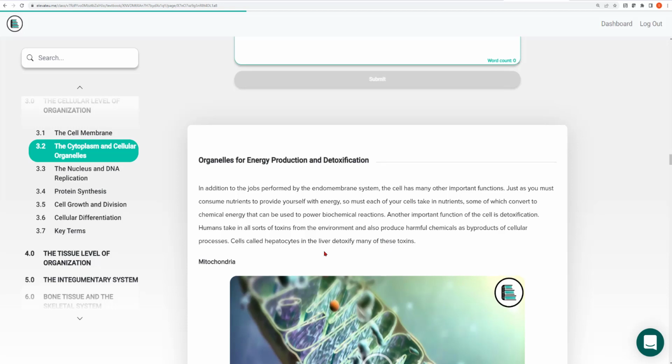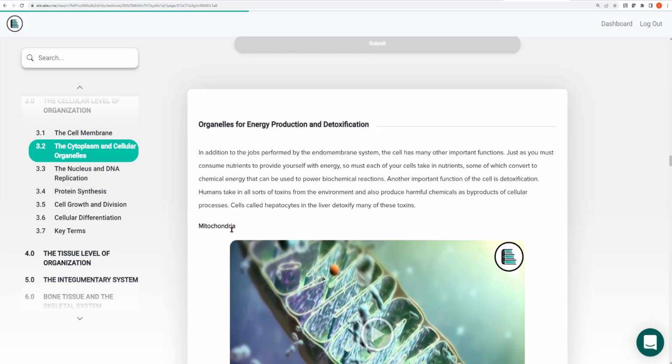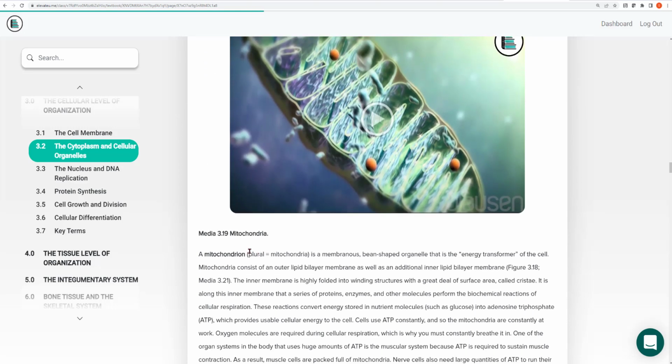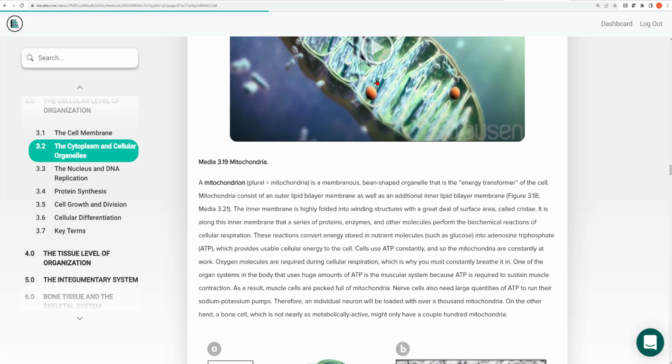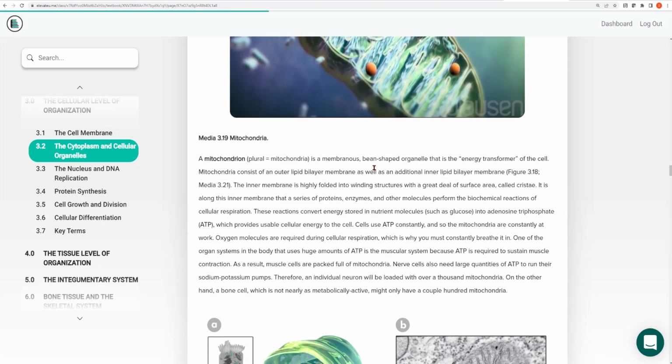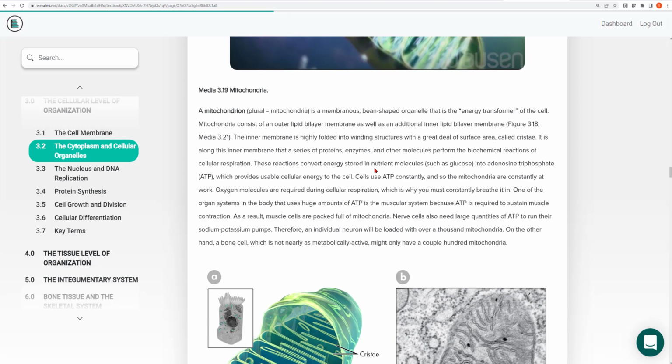A couple other important organelles. One for energy is the mitochondria. Mitochondria is plural. Each mitochondrion is singular. So one mitochondrion, multiple mitochondria. They are little bean-shaped organelles, and all we're going to worry about is that these guys make ATP. So cells that require a lot of ATP are going to have a lot of mitochondria. Not all cells are going to have the same number of mitochondria.